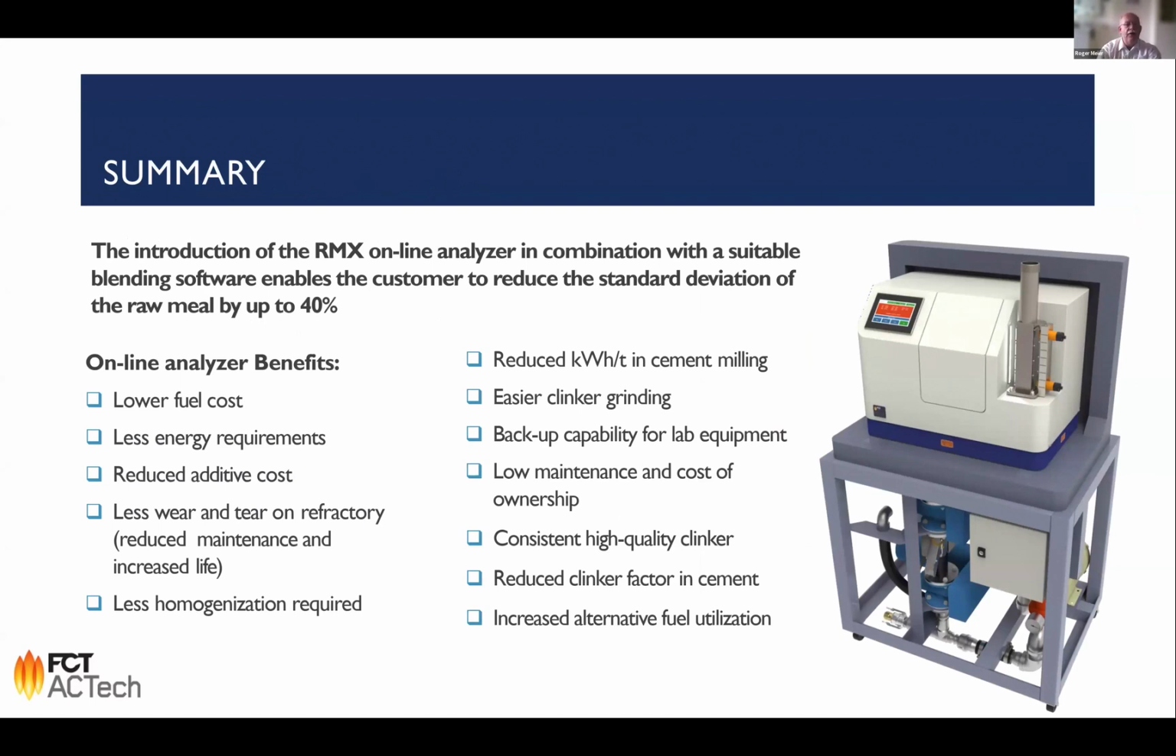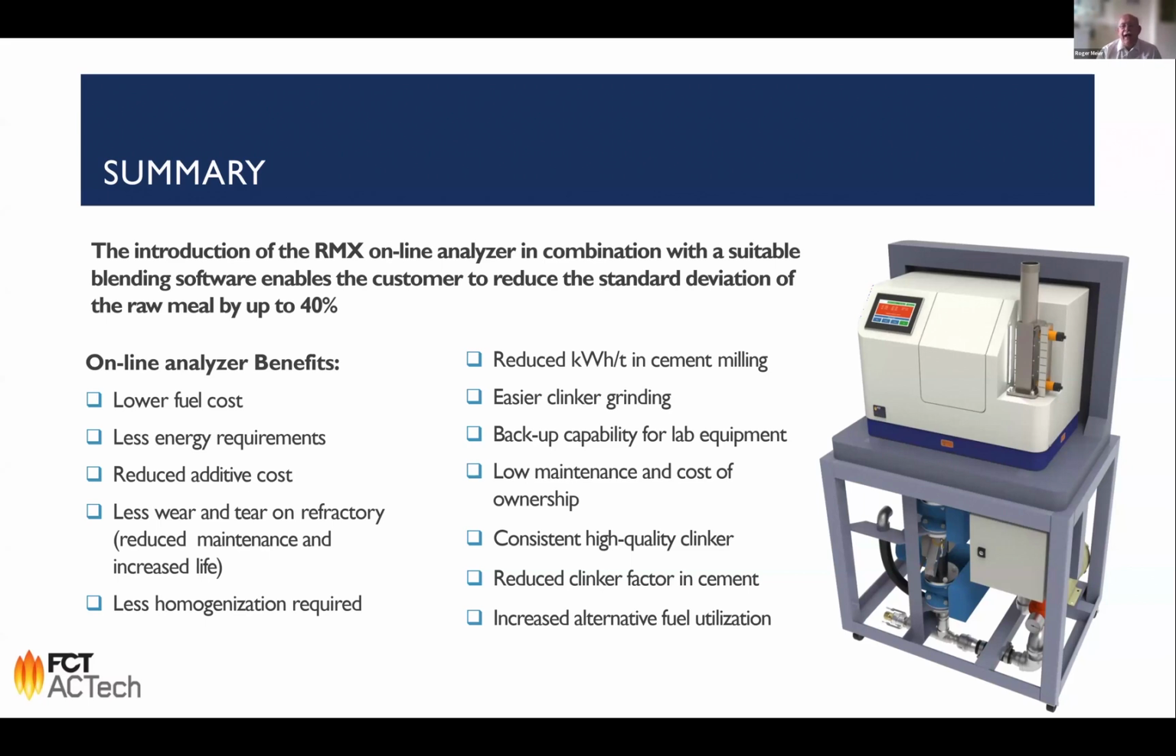Because by higher halide, you can reduce the clinker factor by adding more limestone, more fly ash or slag or other additives. It gives you the possibility to reduce the fuel. It reduces the energy. And therefore, by reducing fuel, energy, and the clinker factor, you reduce also the CO2 emissions, which is one of the hot topics today. You can reduce the additive costs. You reduce the wear and tear by running the process more homogeneously. You may be able to reduce homogenization.